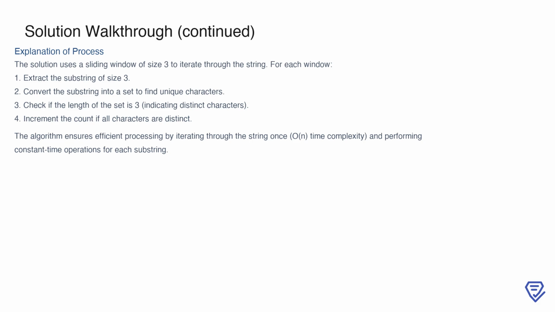increment the count. This approach ensures efficiency, as we only traverse the string once, resulting in a time complexity of O(n). Additionally, operations like creating a set and checking its size are done in constant time. This makes the algorithm both straightforward and optimal for solving the problem of counting substrings with distinct characters.